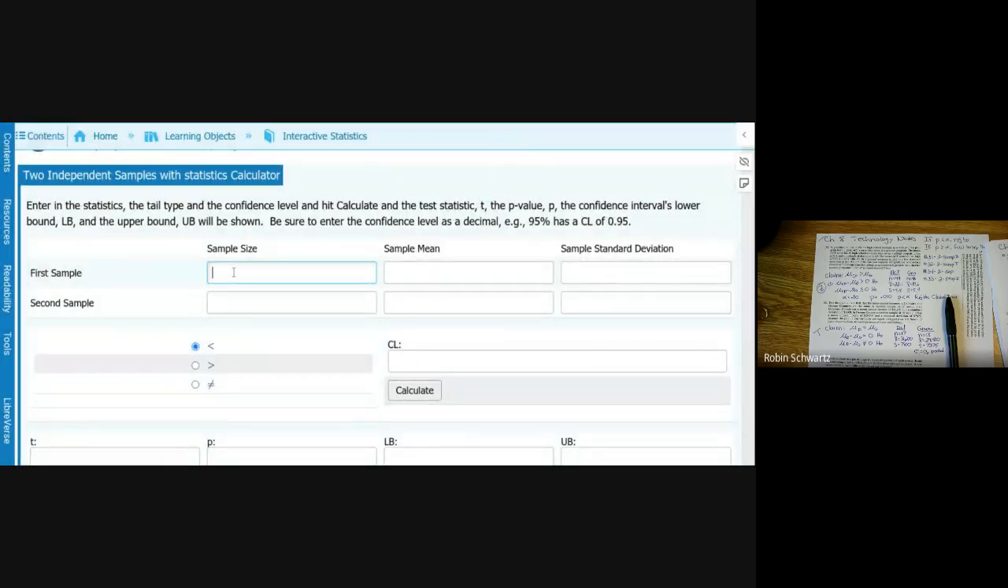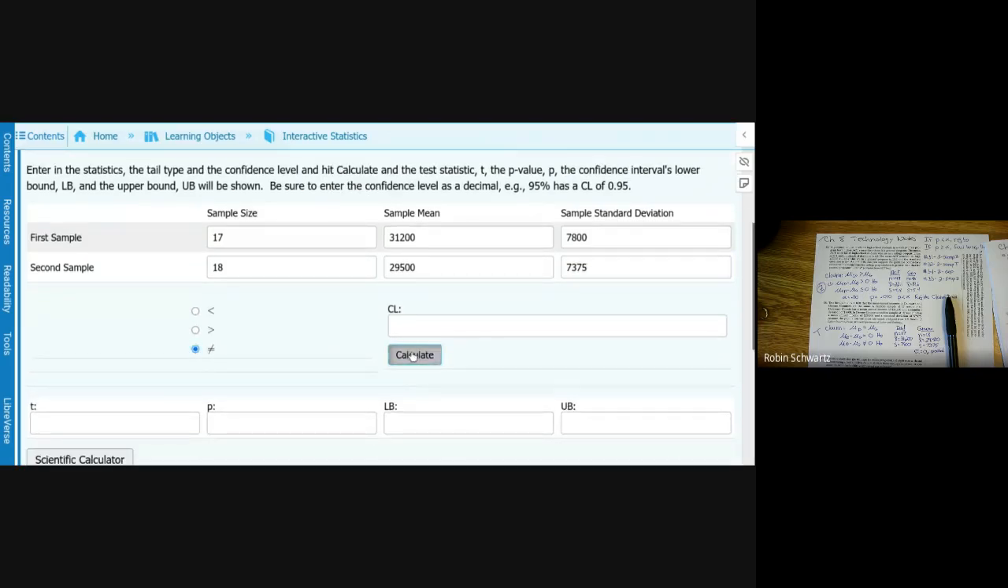He doesn't have the pooled option in here. Sample 17, mean 31,200, so 7,800. Second sample 18, mean 29.5, standard deviation 73.75.